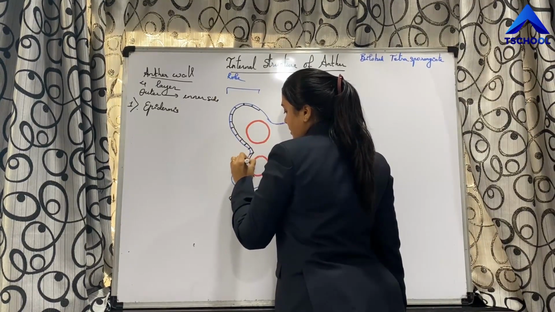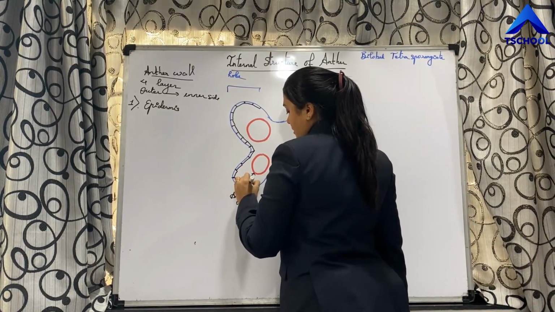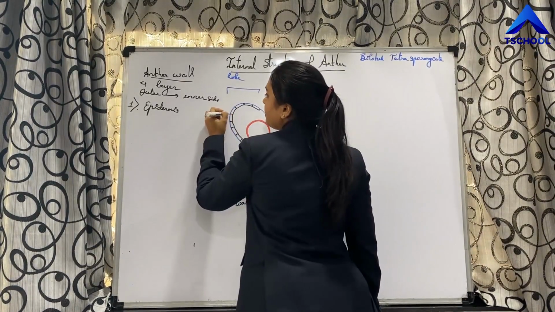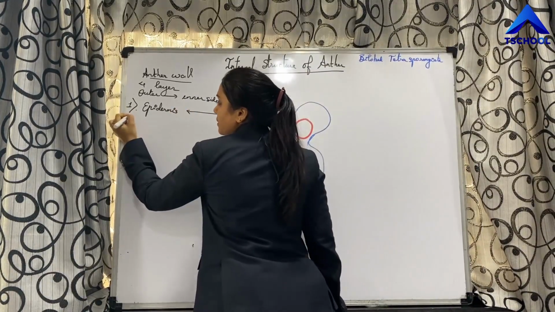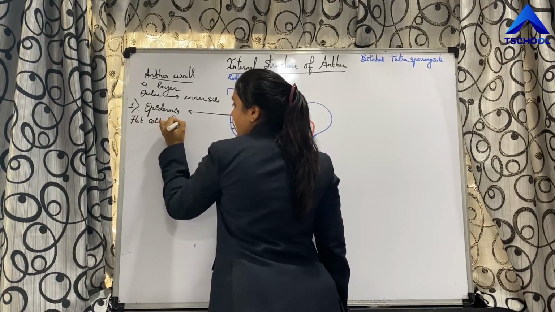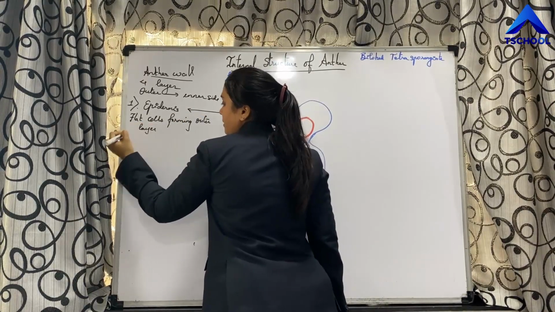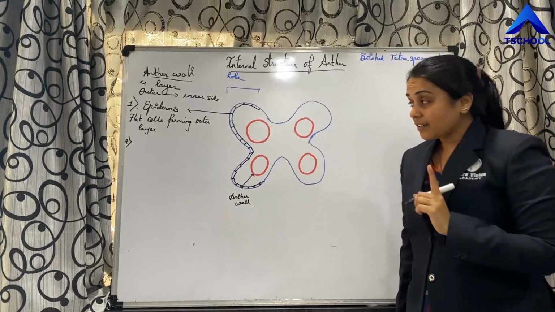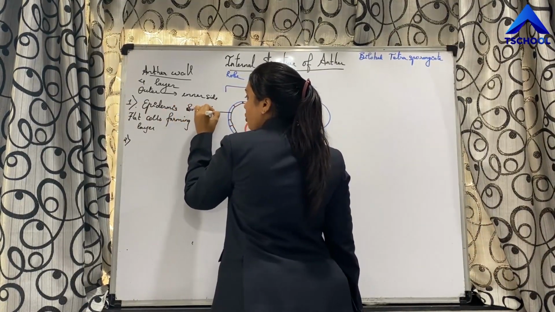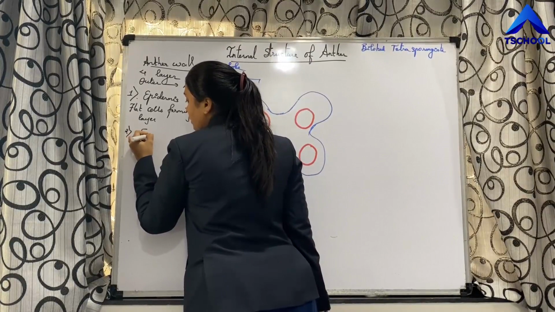Those flat cells are called epidermis. So that is the first layer, epidermis, which is made up of flat cells forming the outer layer. This epidermis layer is a single layer, so it is made up of a single layer of flat cells. The second layer is called endothecium.